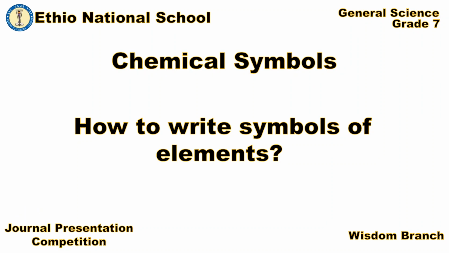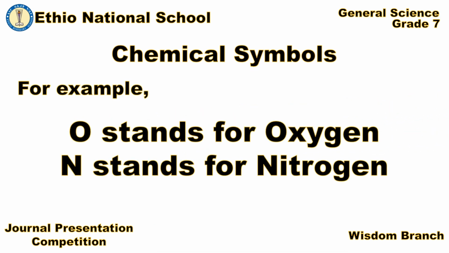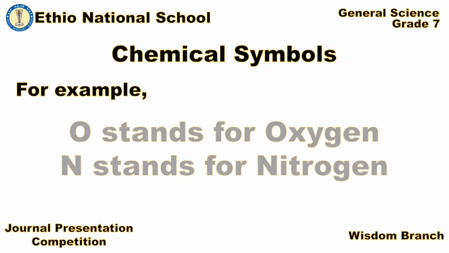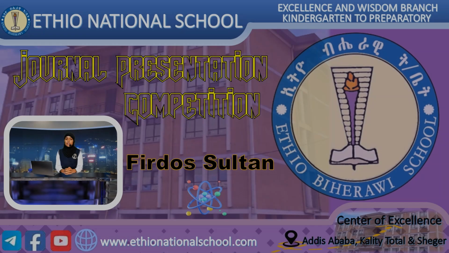We can write symbols by taking the first letter of the Latin name or the normal name and writing it in capital letter. And if there are more elements starting with the same letter, we can just write the second letter of that element in small letter. For example, oxygen is O, nitrogen is N, and if there are more elements that start with the same letter, for example, helium and hydrogen, we can write hydrogen with just an H, and helium with an H and E.